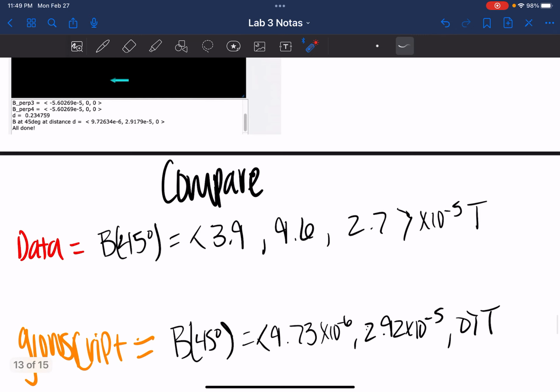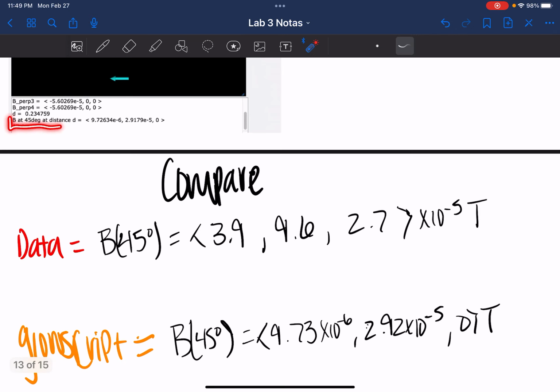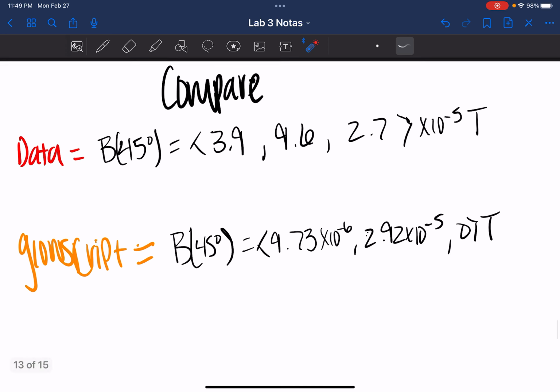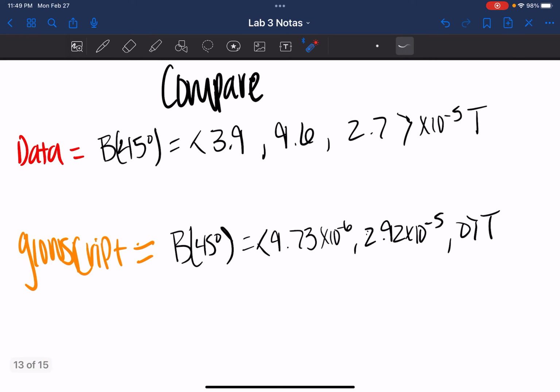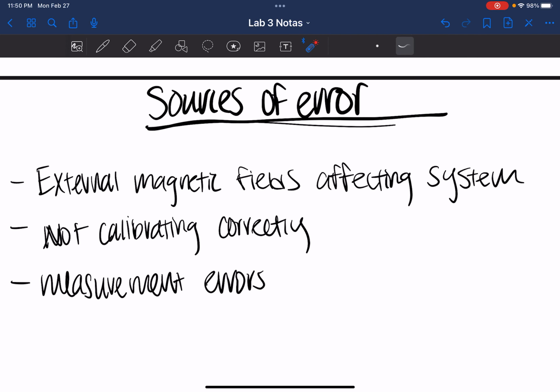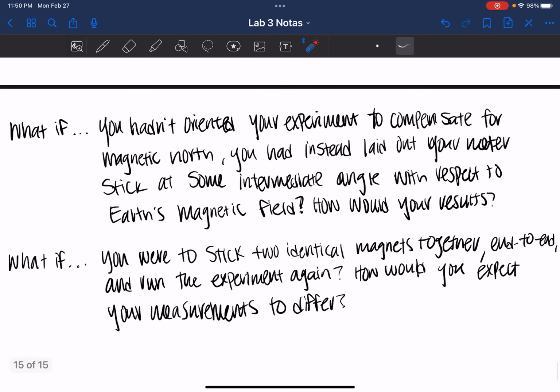It also printed out what the 45-degree magnetic field should be. This is what we got in the data that we did experimentally, and this is what GlowScript gave. Some sources of error could be external magnetic fields that were affecting the system. There were other ones: we didn't calibrate correctly, and there were also measurement errors.